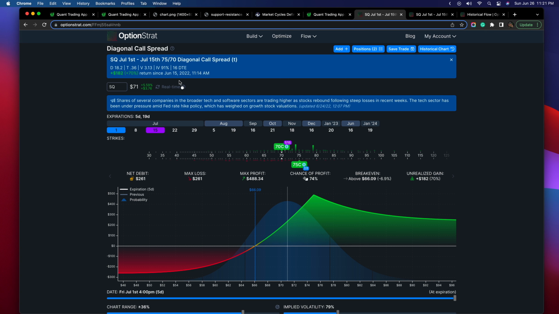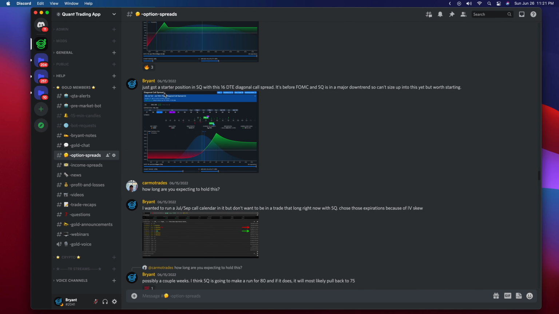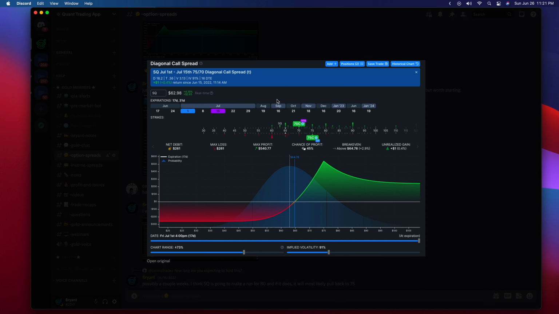This is exactly when I opened the trade right here. So it was on June 15th as I shared it within the Quant Trading app Discord, and that's what you guys are seeing right here. This is straight from the timestamp in which I first opened the trade. I started off by just getting 2 of these.